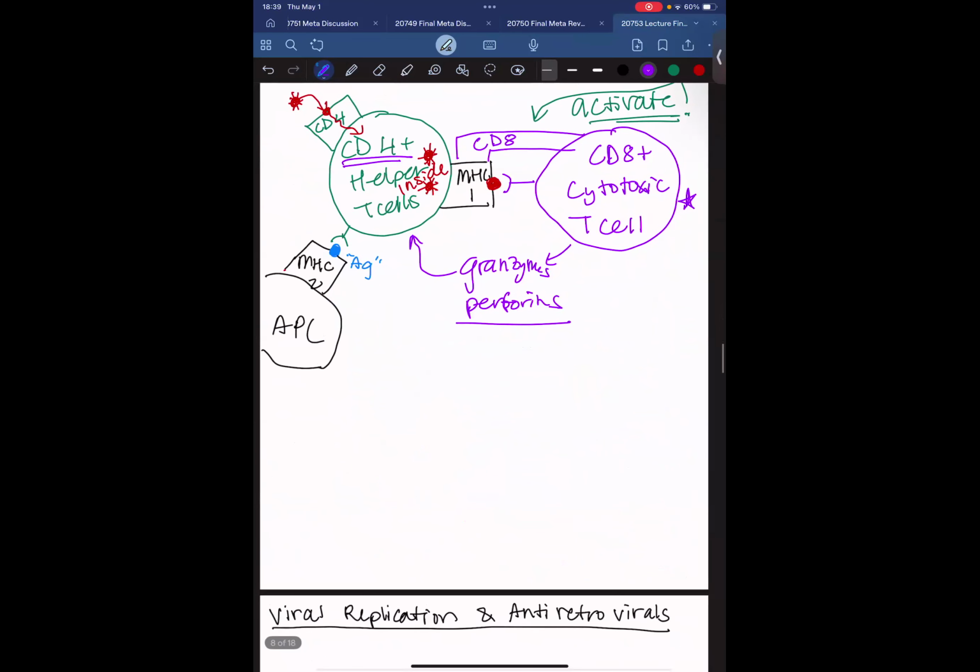Okay, so we'll just make a note on here, saying that now our CD4 positive T cells are killed by our CD8 T cells.